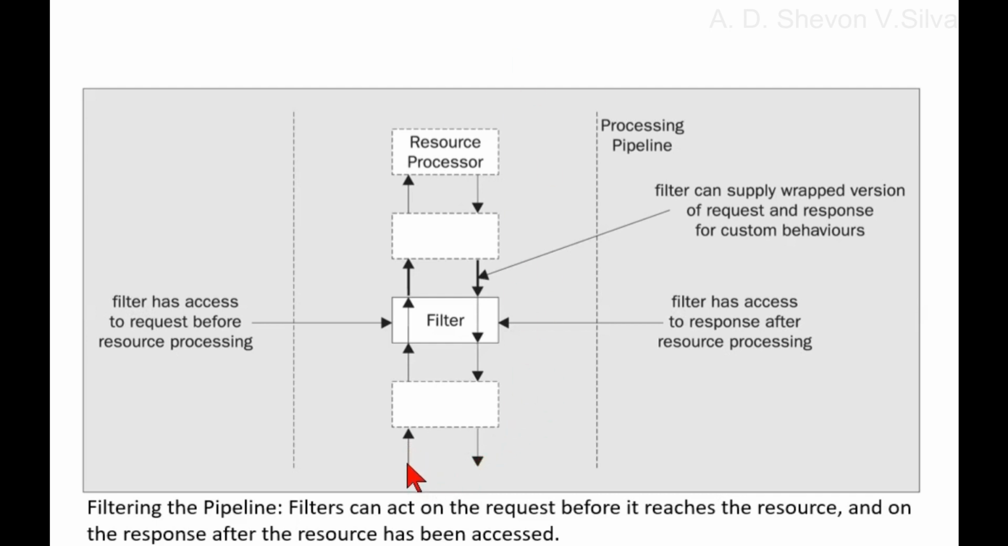Here you can see it's connected to the filter, and this filter is connected to this one, and here the filter has access to the request before resource processing, and this filter is connected to this filter, and this filter is connected to the resource processor, and the resource processor is connected to this filter, and here the filter can supply a wrapped version of the request and response for custom behaviors, and this is connected to, and here the filter has access to the response after resource processing, and this filter is connected to this one, and then it provides the response. Here this is the filter pipeline.